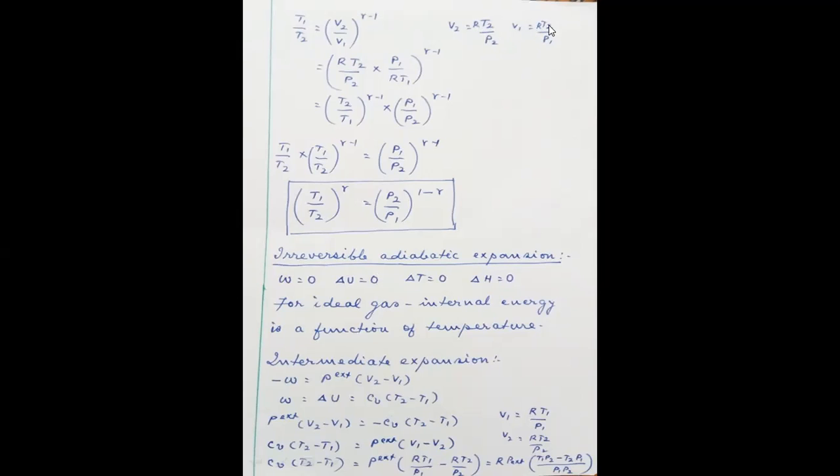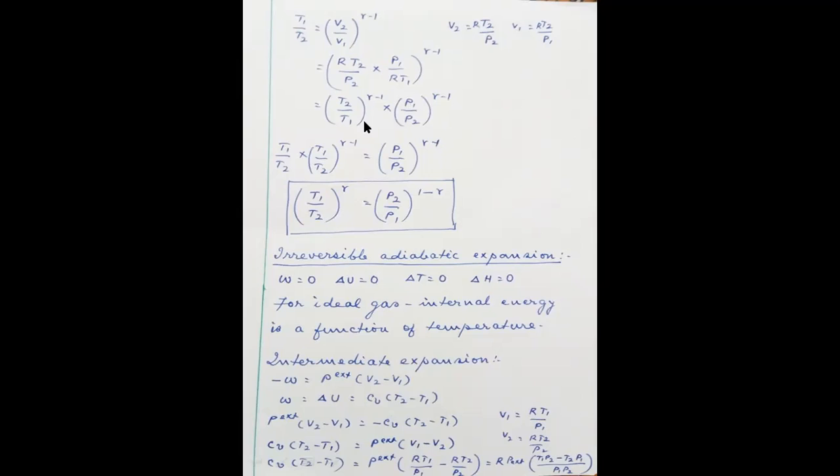V1 is equal to RT1 by P1. So V2 can be written as RT2 by P2 divided by V1 which can be written as RT1 by P1. Actually, it is multiplied by the inverse. So it becomes RT2 by P2 into P1 by RT1. R and R can be cancelled off. And what you are getting here is T2 by T1 whole power gamma minus 1 into P1 by P2 whole power gamma minus 1. Already on the left hand side, we have one T1 by T2.